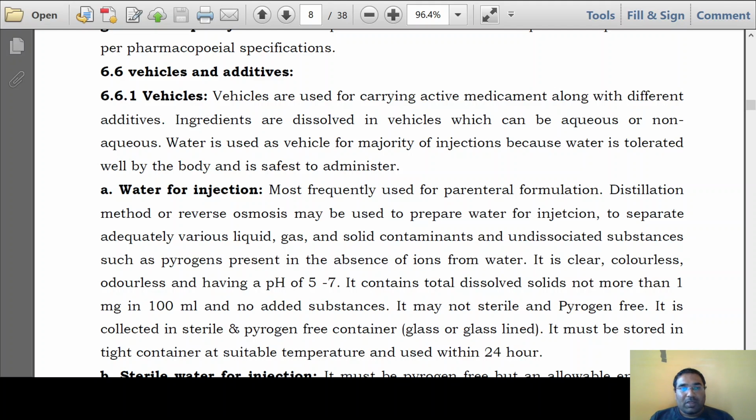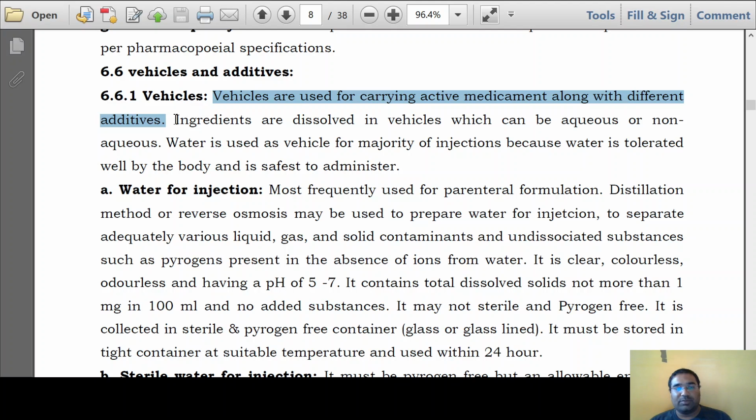So first of all, the vehicles which are used for the formulation of parenteral products. The vehicles may be of two types. One is aqueous and another one is non-aqueous, that is oily vehicles. Aqueous or non-aqueous vehicles are decided depending upon the requirement of the parenteral product. The basic function of vehicles is carrying the active medicament along with different additives to the desired site.